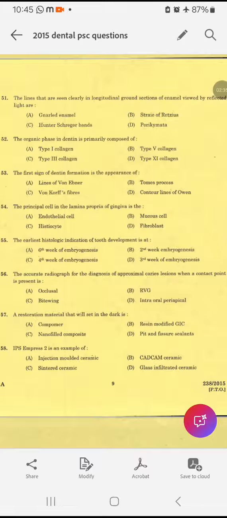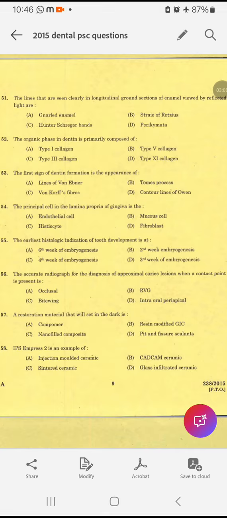Now question number 56. The accurate radiograph for the diagnosis of proximal caries lesions when a contact point is present is. So what do you take? If you have a caries in the mesial or distal aspect, which radiograph do you recommend for the patient? Option A occlusal, or RVG, or bitewing, or intraoral periapical radiograph. Mainly bitewing radiograph. Okay, it's very easy. Bitewing is recommended for proximal caries.